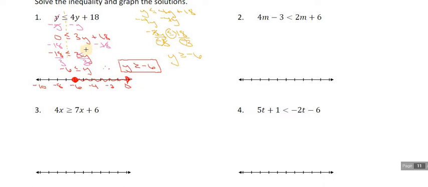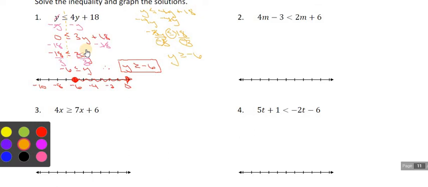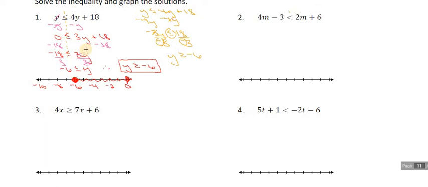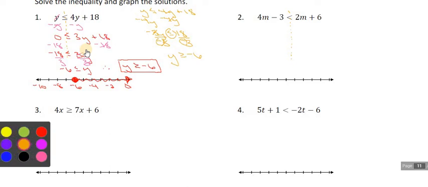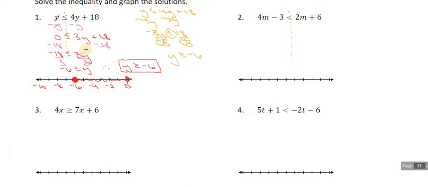So let's take a look at number 2. Number 2, we've got variables on both sides of our inequality. In this particular case, the 4m is bigger than the 2m, so we want everything on the left. So if I subtract 2m from both sides, I now have 2m minus 3 is less than 6.